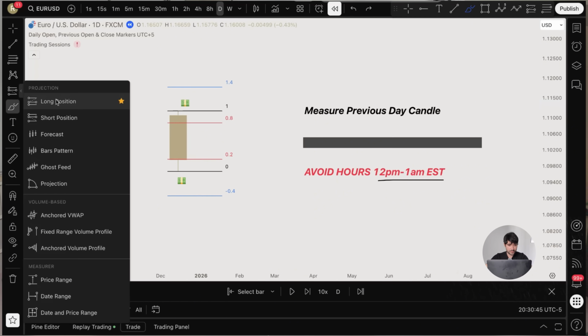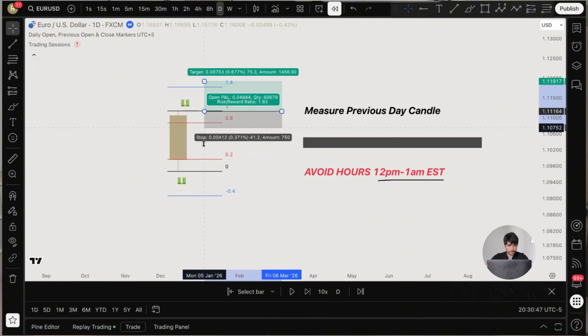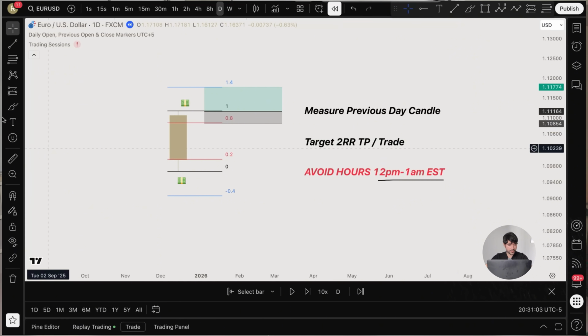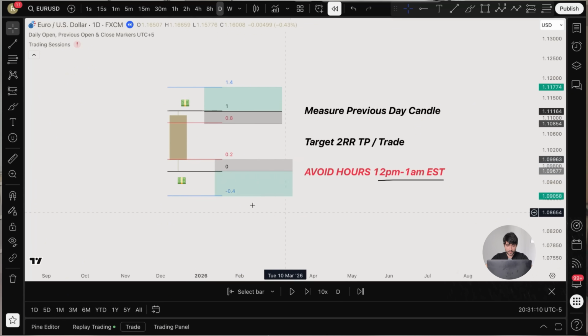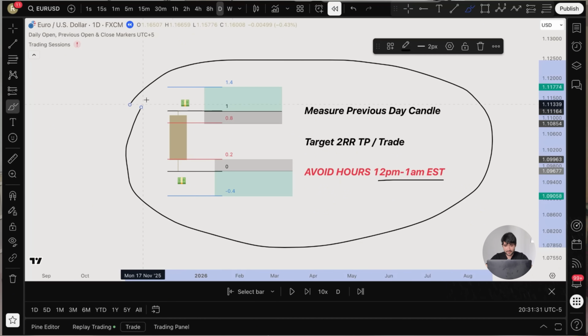And just so you guys can see visually, a long position will look like this with a profit of 2R per trade, and the short will look the same but inverse, again with a profit of 2R per trade. Now that we have a simple understanding of how this strategy works, we'll go ahead and dive into the backtesting.